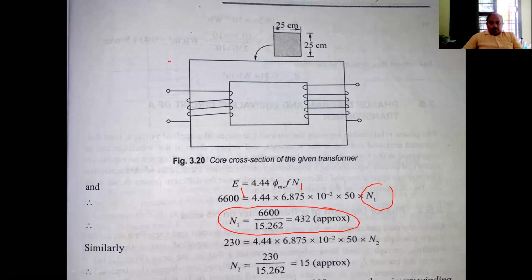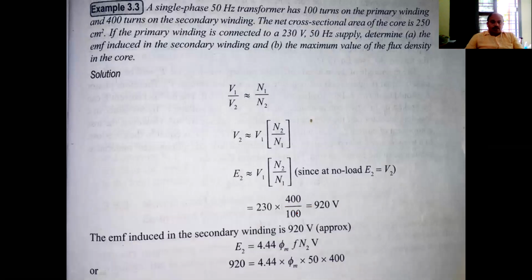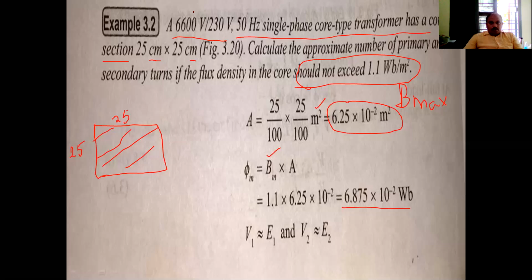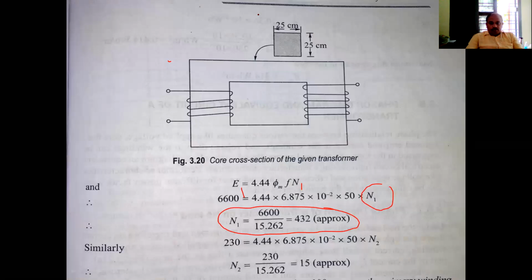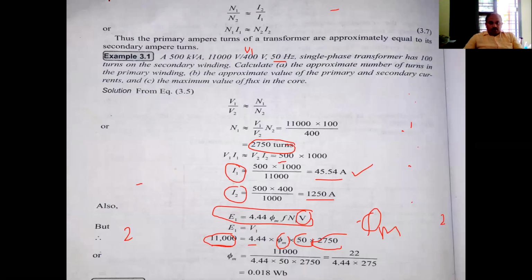So E1 equal to 4.44 flux frequency number of turns. E2 equal to 4.44 flux frequency number of turns in secondary. So given voltages are V1 by V2. In the nameplate rating, if voltages are given, those are the V1 by V2 values. Similarly, in the last case also. In this problem also, these are the V1 by V2 values.